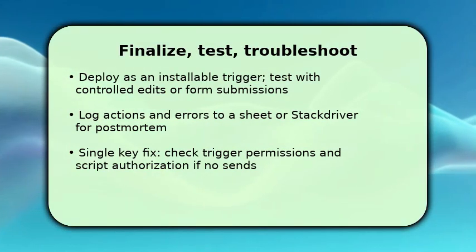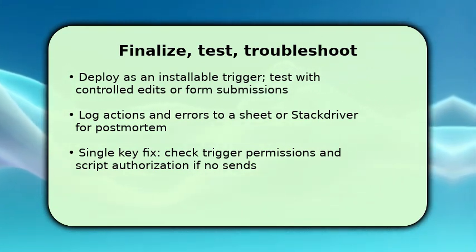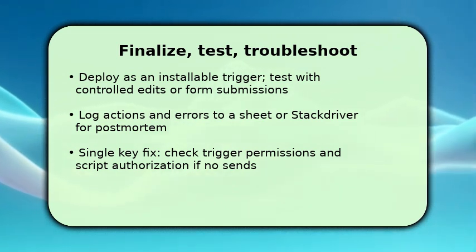You finish by installing the trigger type you chose and running full tests. Create a test row that meets the condition and confirm one notification arrives. Once done, inspect logs and persist a process marker to prevent repeats.